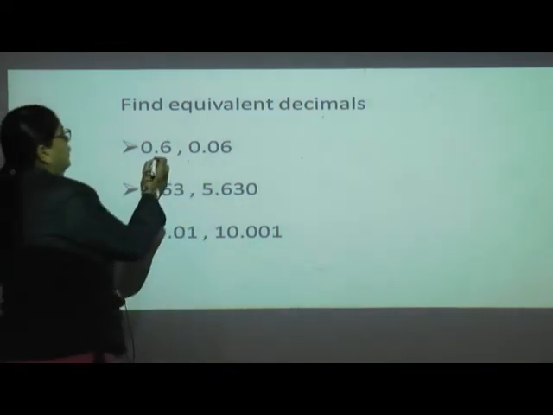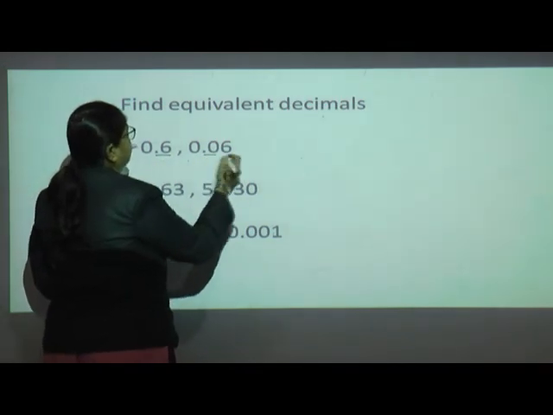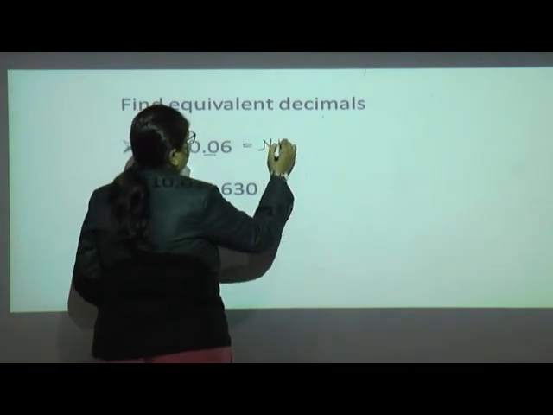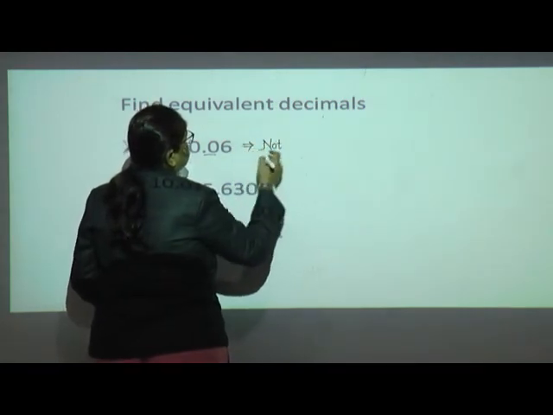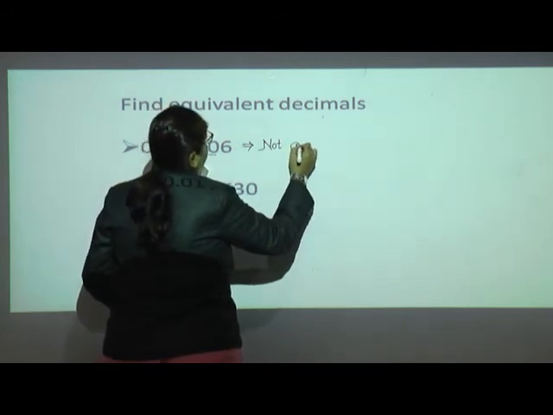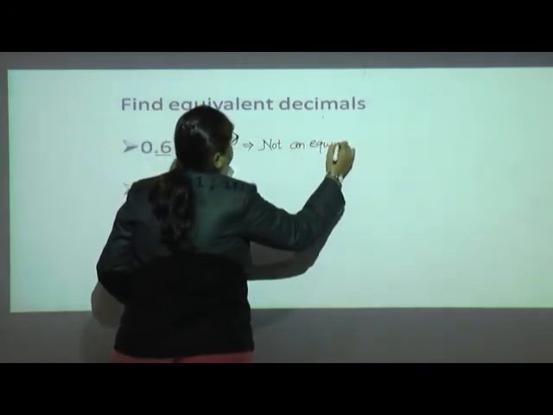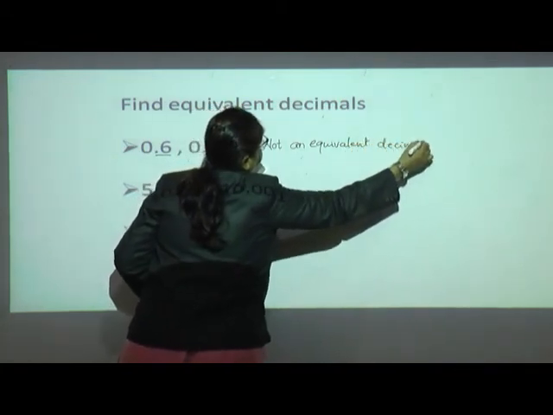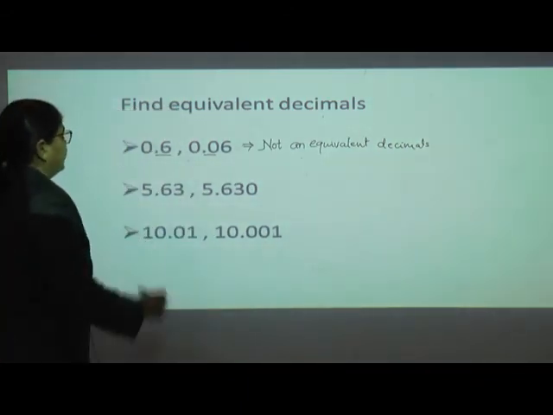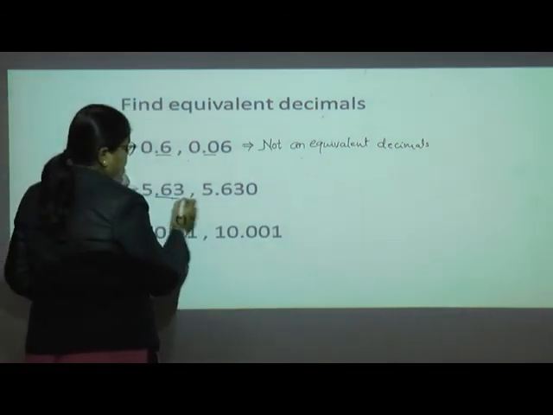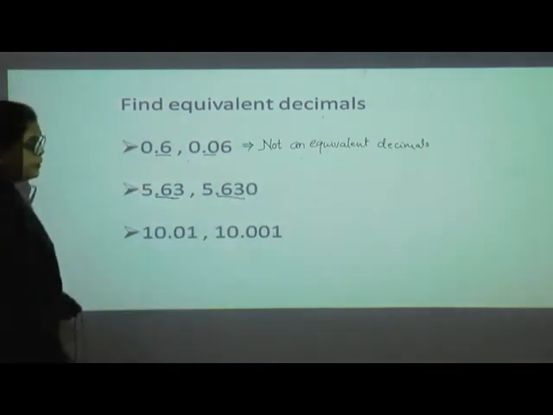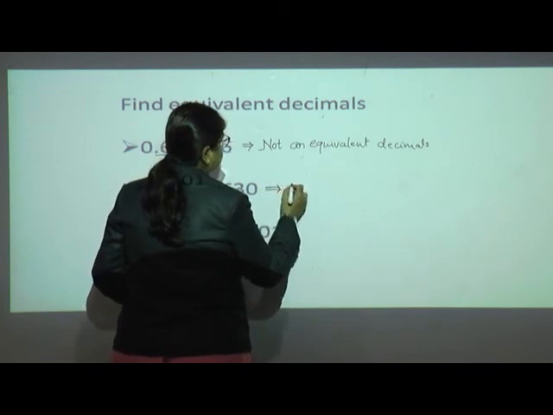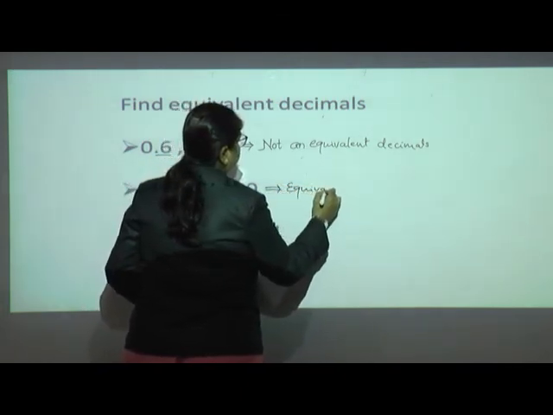Here we have 0.6, so it is not an equivalent decimal. I can say by putting this, not an equivalent decimal. Here 0.63, but after that the number of zeros is increasing, the value doesn't change, so we can say it is an equivalent decimal.